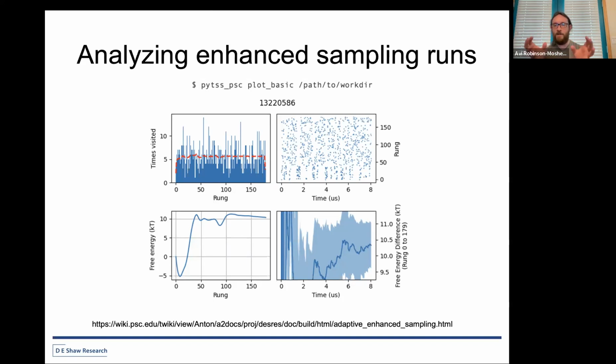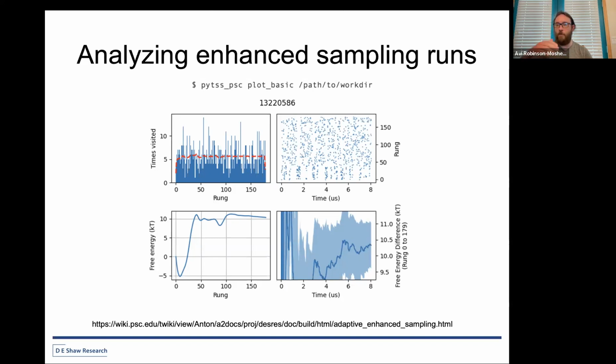But if all of the histogram weight were toward the left, where the red line were flat, that would indicate that things were poorly converged, and you would need to either change how your schedule is set up or run for longer. The top right is another view of the Hamiltonian/rung visits.